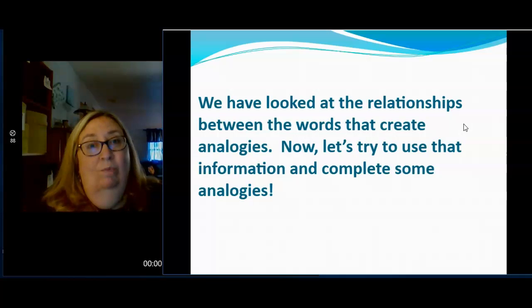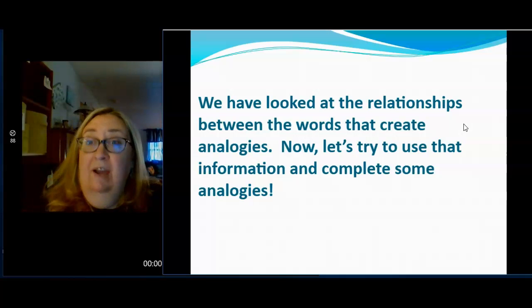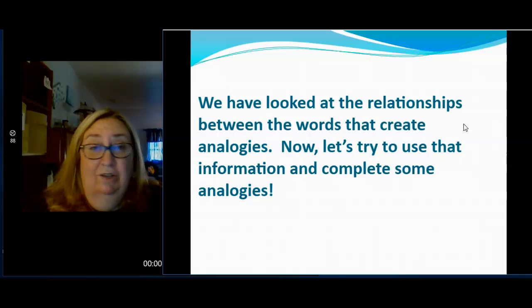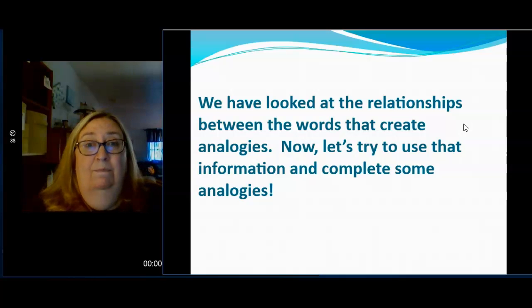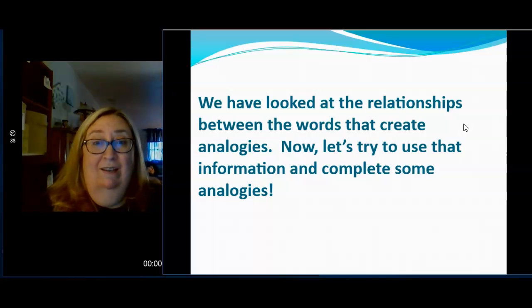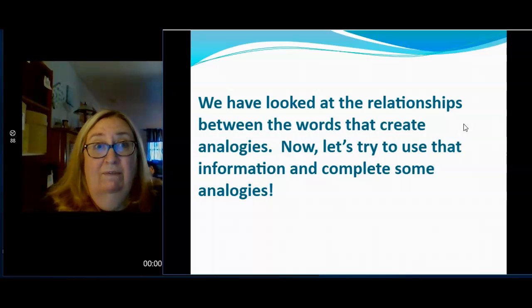All right, we have looked at all the most common relationships. Now there are many more, and we didn't touch on them all. I just wanted to give you an idea of what was out there. So we're going to try to use that information and complete some analogies. Given three of the four words, can we figure out what the fourth word is?